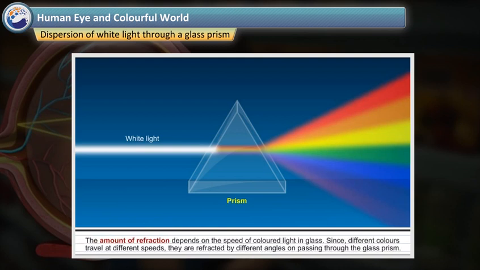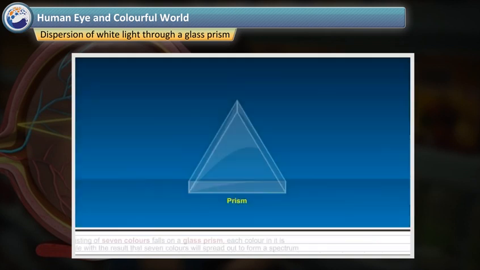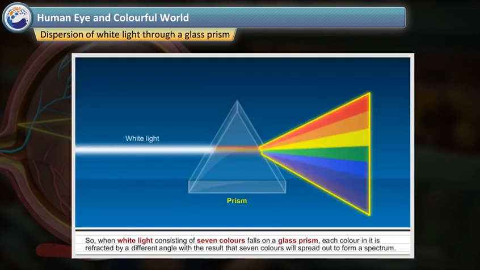The amount of refraction depends on the speed of colored light in glass. Since different colors travel at different speeds, they are refracted by different angles on passing through the glass prism. So, when white light consisting of 7 colors falls on a glass prism, each color in it is refracted by a different angle, with the result that 7 colors will spread out to form a spectrum.